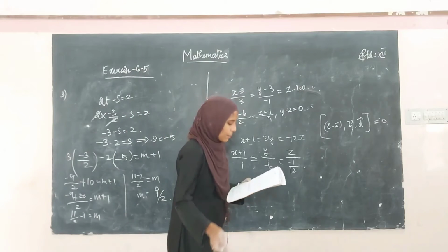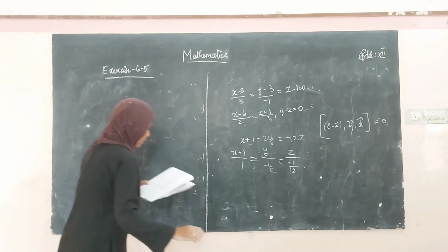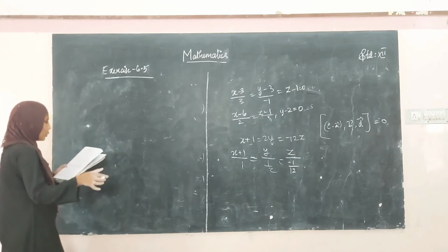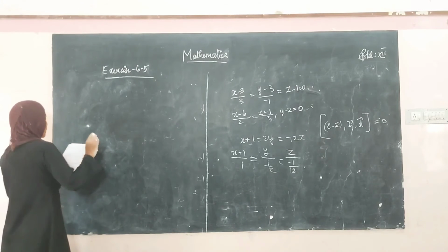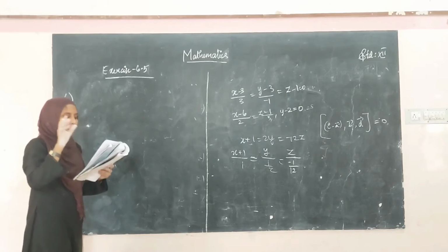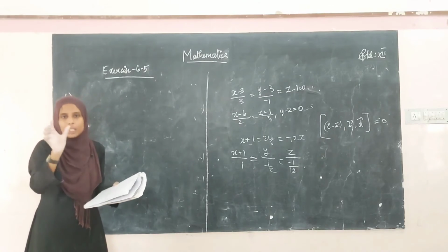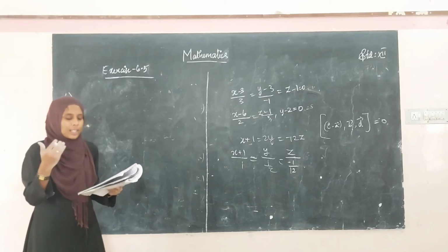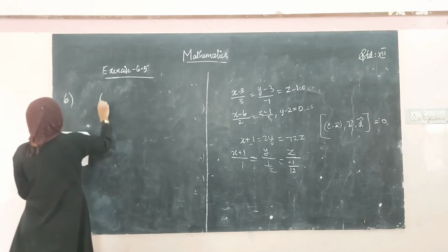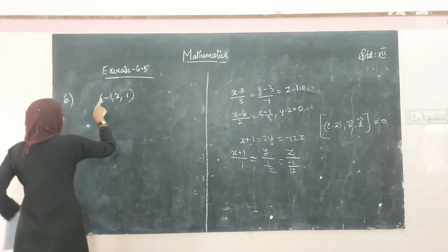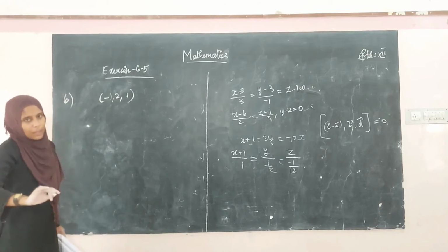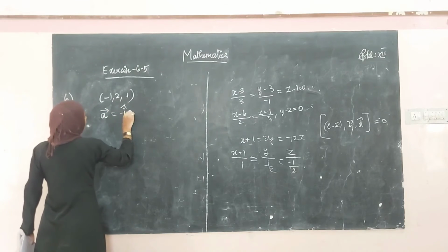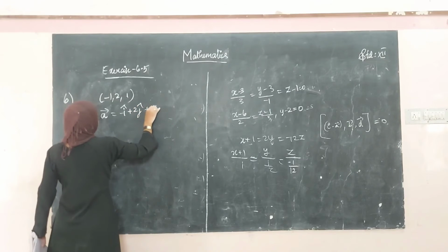Now let us see the sixth sum. Find the parametric form of the vector equation of the straight line passing through the point and parallel to the straight line, and hence find the shortest distance. Okay, it is very clear. So we have to find the parametric form of the vector equation which is passing through the point. What is the point? Minus 1 comma 2 comma 1. We are going to find the equation of the line passing through this point. So we are taking this as A vector: minus i cap plus 2j cap plus k cap.